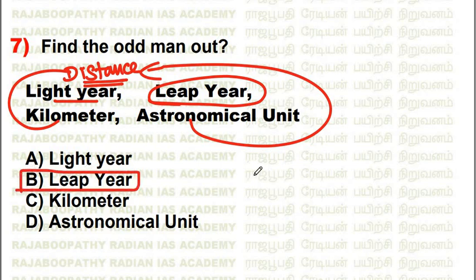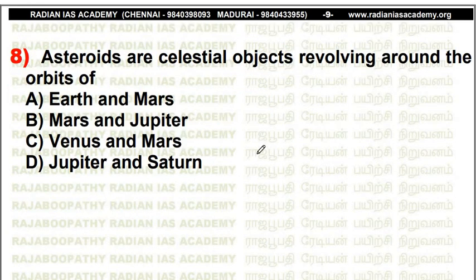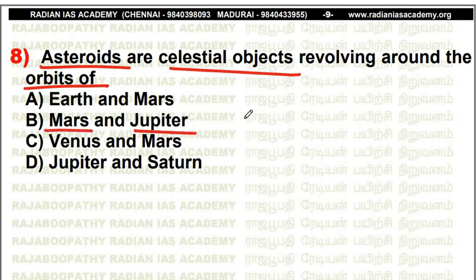Any doubt? Next. Asteroids are celestial bodies revolving around the orbits of which planets? The asteroids are celestial bodies revolving between the orbits of Mars and Jupiter. Therefore, option B is the answer.